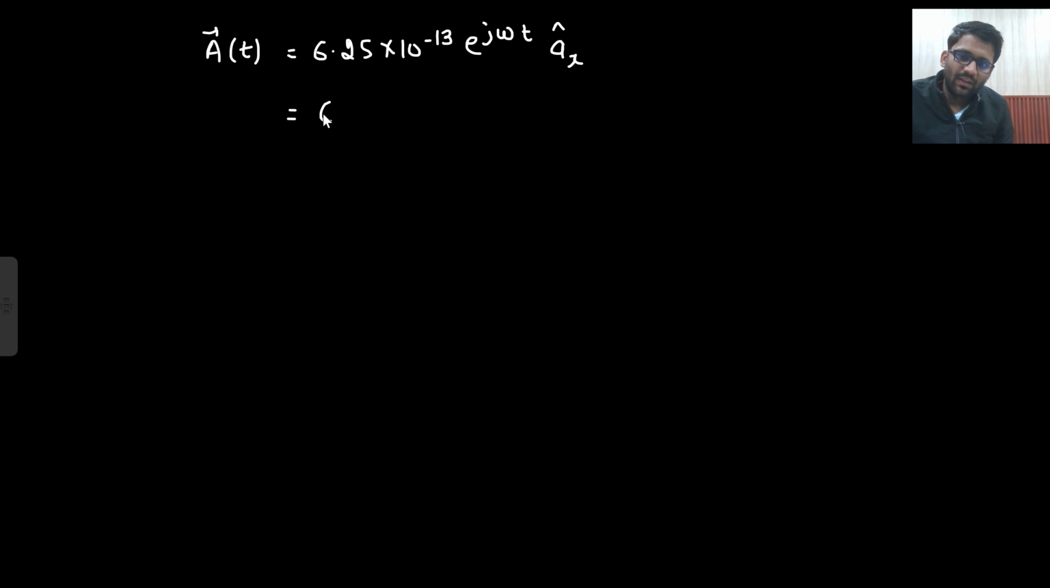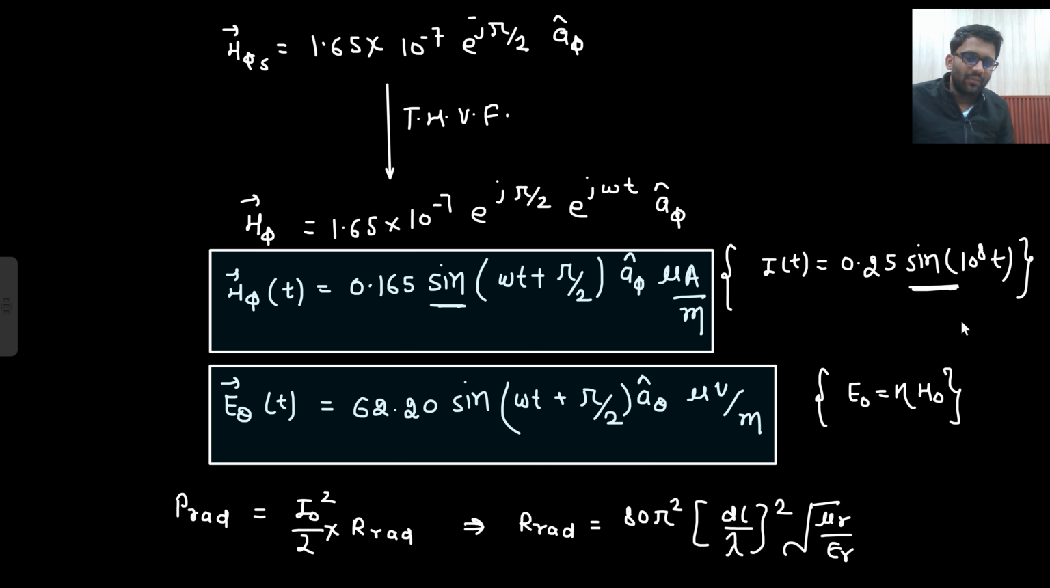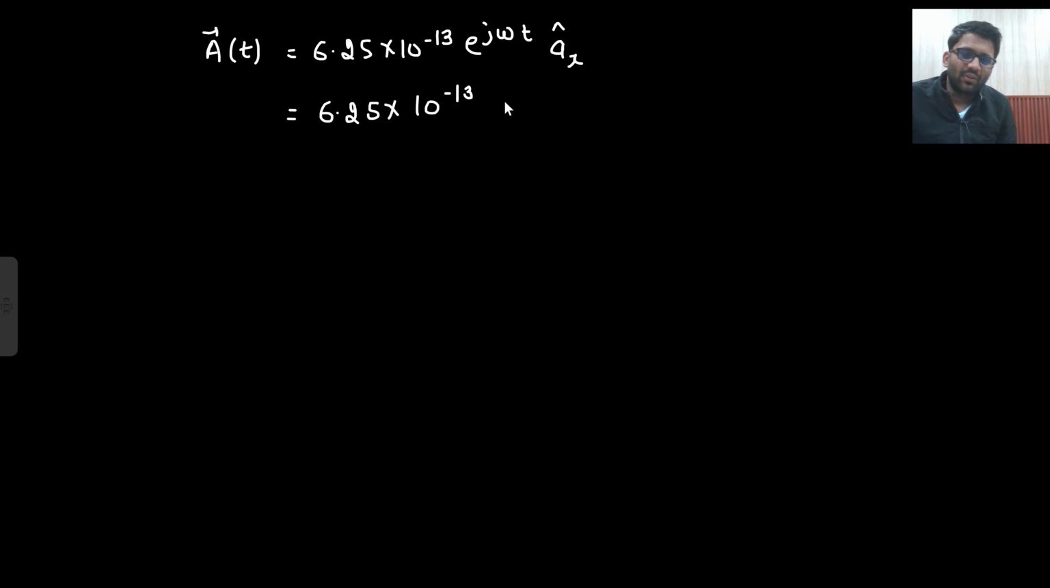Now if I need to take the real part or imaginary part, which part will I take? Because of the sinusoid here, I will take the sinusoid part. Sin omega t, the value you already know, 10 to the power 8 ax cap. So this is your complete expression of your magnetic vector potential.